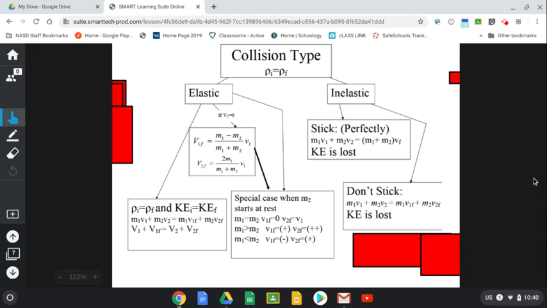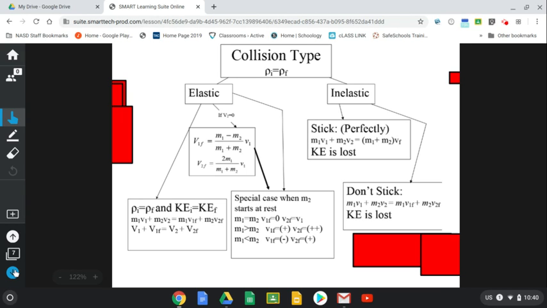Let's get into it. So we went over this last time, the types of collisions, elastic and inelastic. The main thing is that the conservation of momentum in all types of collisions is always there. The momentum before the collision is going to be equal to the momentum after the collision. Only in elastic collisions, kinetic energy is also conserved, whereas in inelastic collisions, some of the kinetic energy is lost, either into the changing shapes of the objects or other forms of energy.